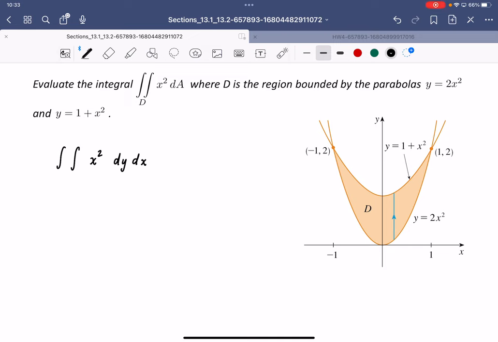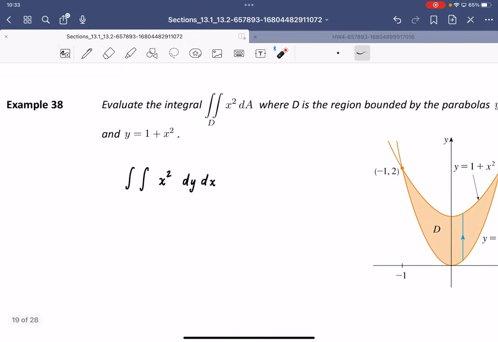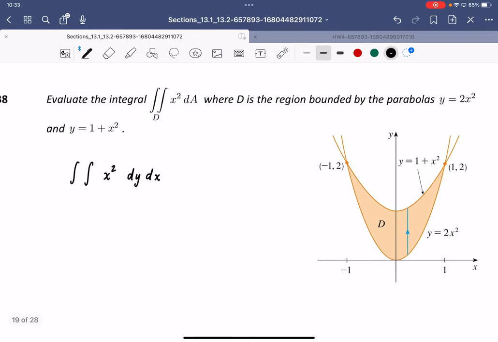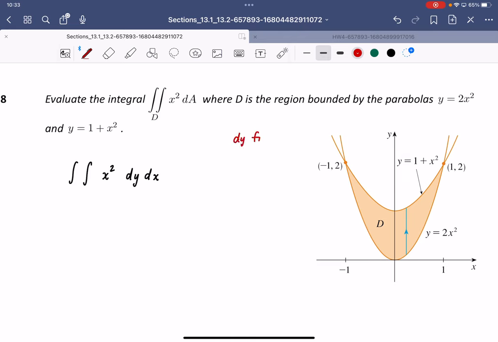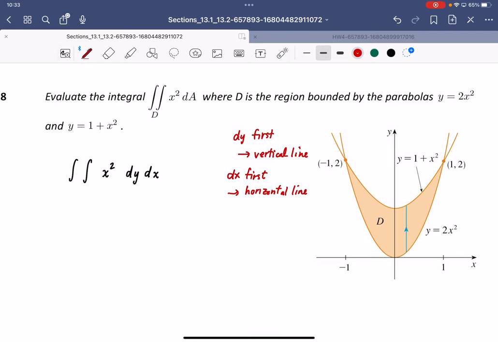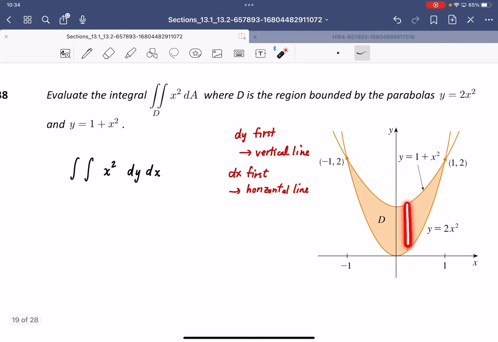It means that for the region D here, I need to draw the vertical line, because remember, dy first means you're taking a look at the vertical line. If you do dx first, it means you're taking a look at the horizontal line. So this is just the difference. If you do dy first, you cut vertically. If you do dx first, you cut horizontally. So here, if I want to choose dy first, I cut this way.